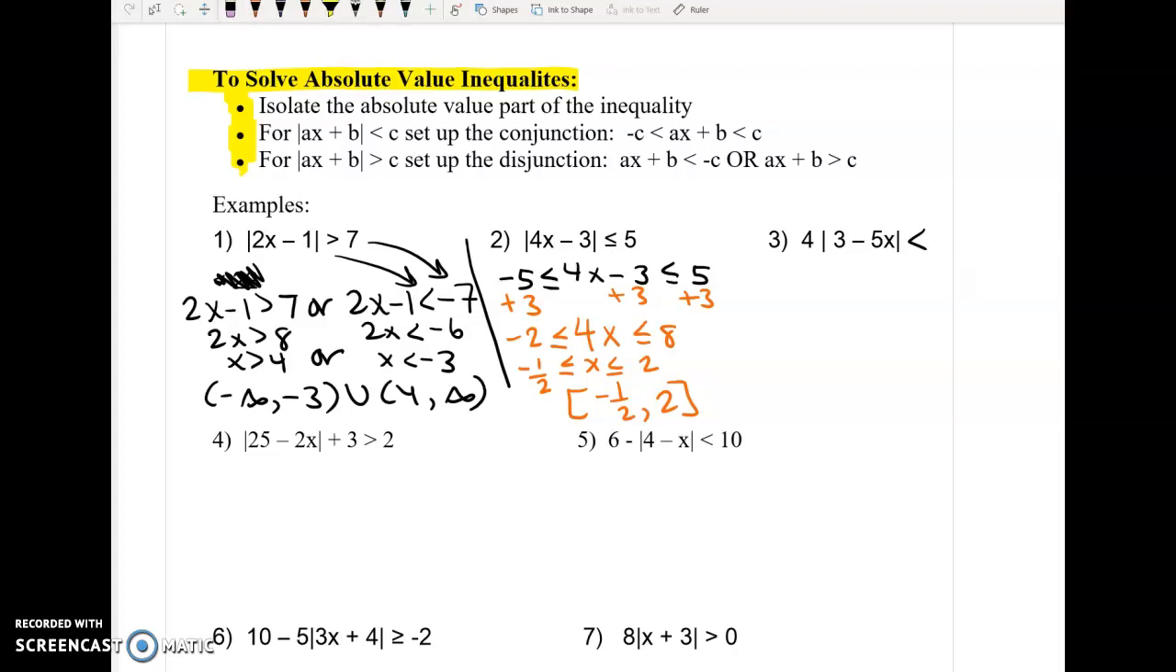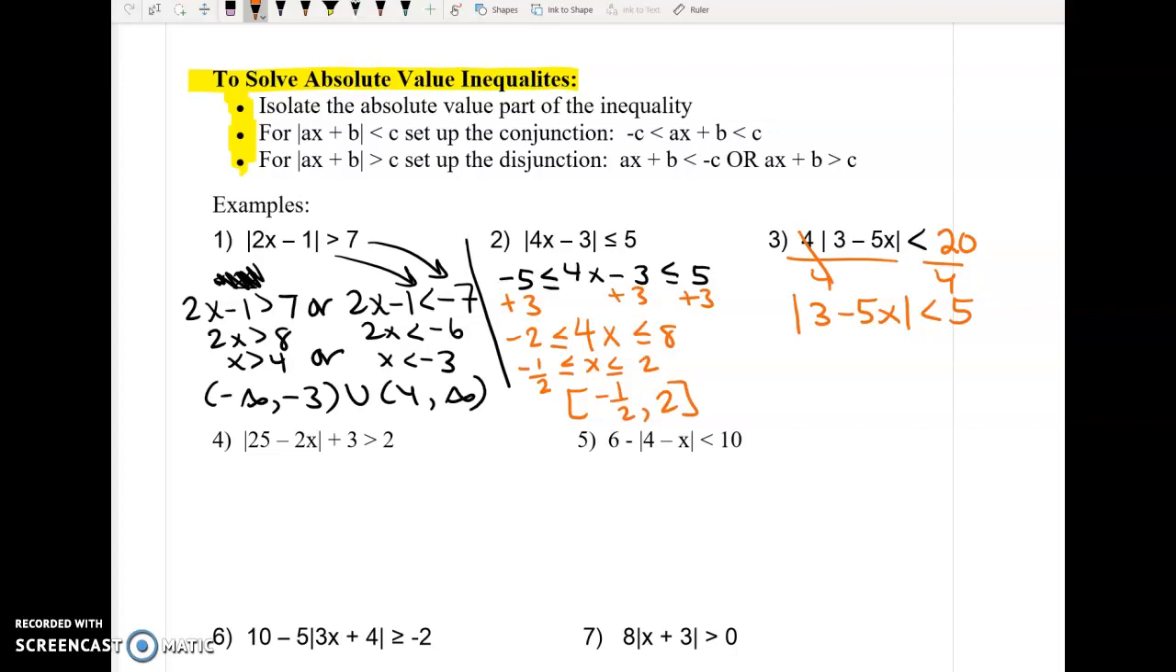Alright, let's take a look at number 3. Let's make this a nicer number. So the absolute value here is being multiplied by the number 4. So in order to isolate the absolute value, we have to first divide both sides by 4 to get rid of it. So absolute value of 3 minus 5x less than 5.